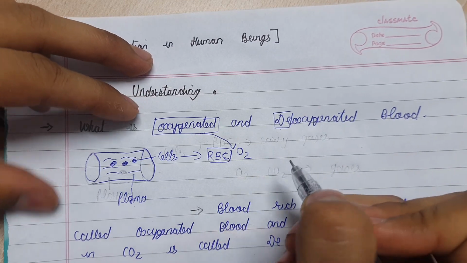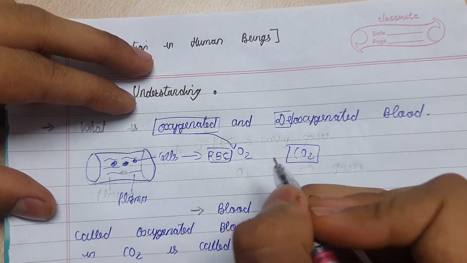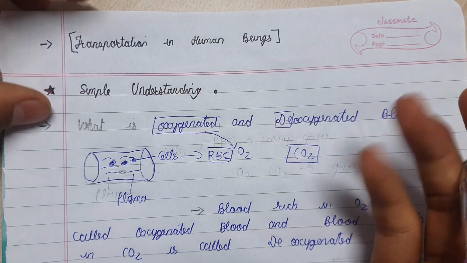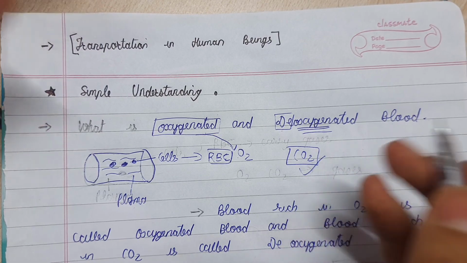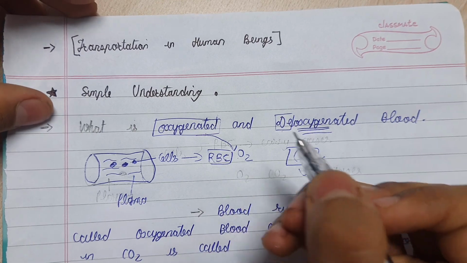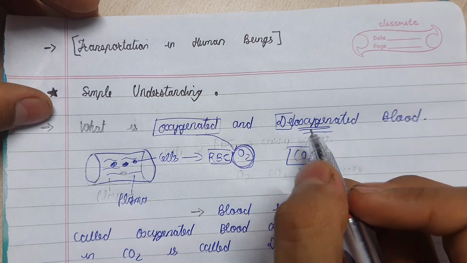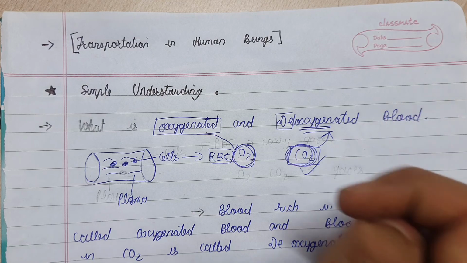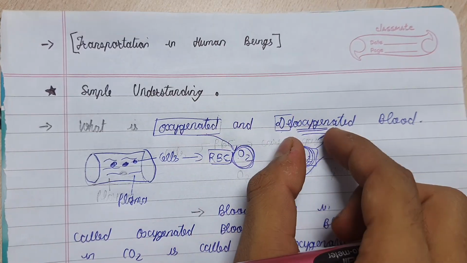Now if the blood does not have oxygen, then it has another gas called carbon dioxide. The blood which does not have oxygen and has carbon dioxide is called deoxygenated blood. So it's clear: in a certain blood, if there is more oxygen it is called oxygenated blood, and if there is more carbon dioxide it is called deoxygenated blood.